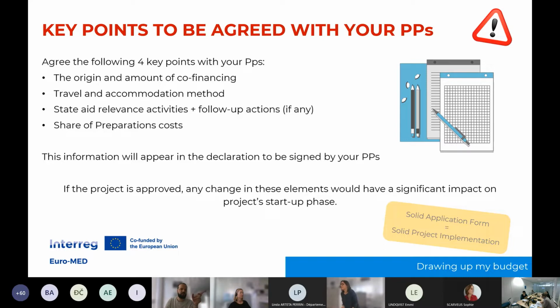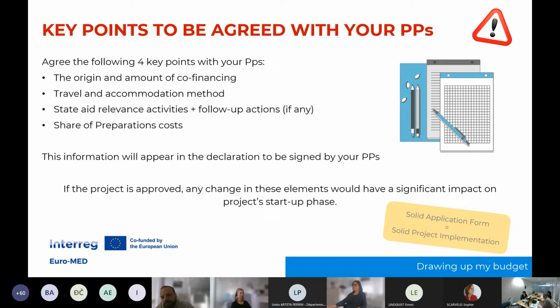So as a general advice, now we can say that there are four main points that you have to agree previously within your partnership. So is, of course, the original amount of the co-financing, the travel and accommodation methodology to be used, because there are very important news about this cost category, which will be tackled by my colleague Zofia.